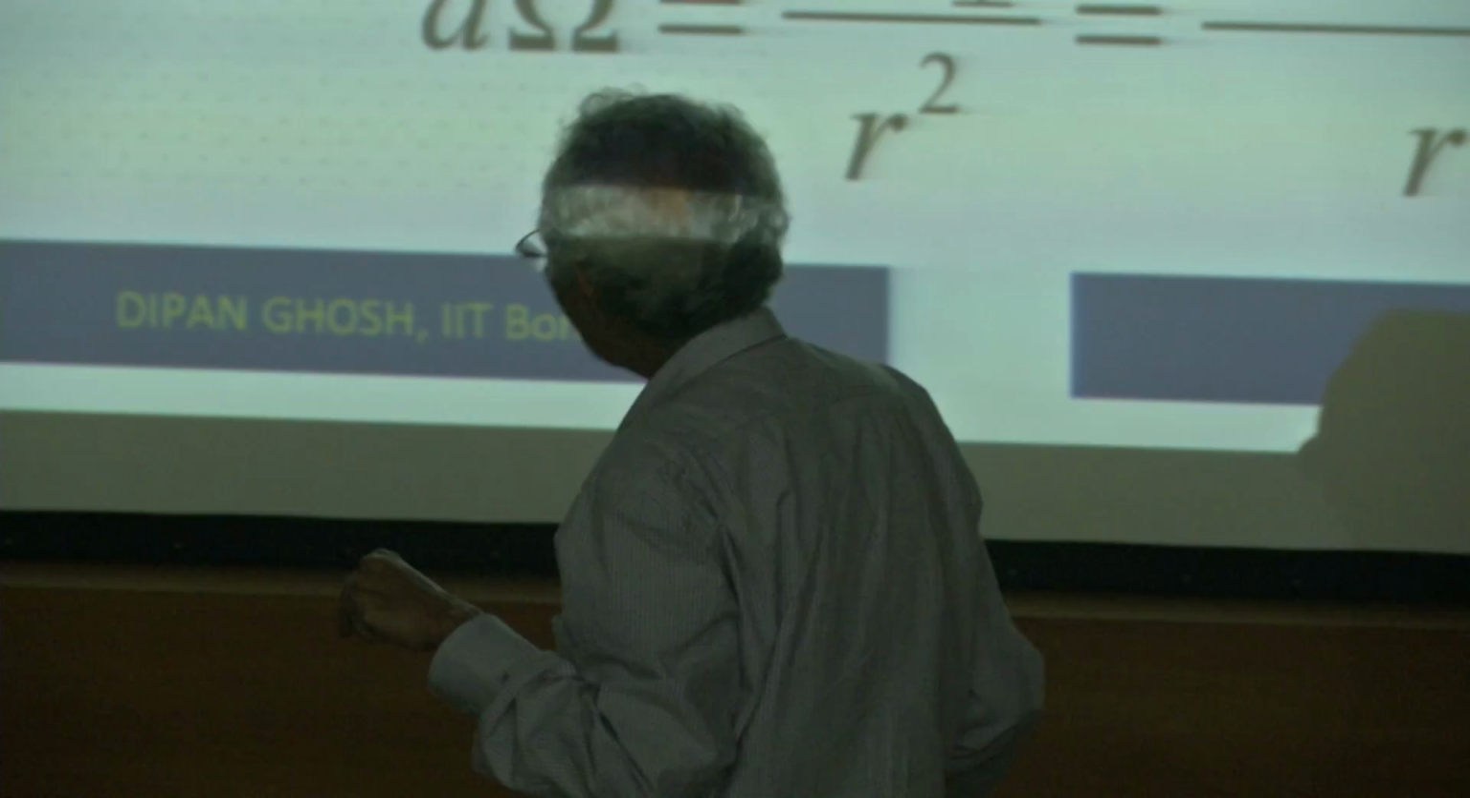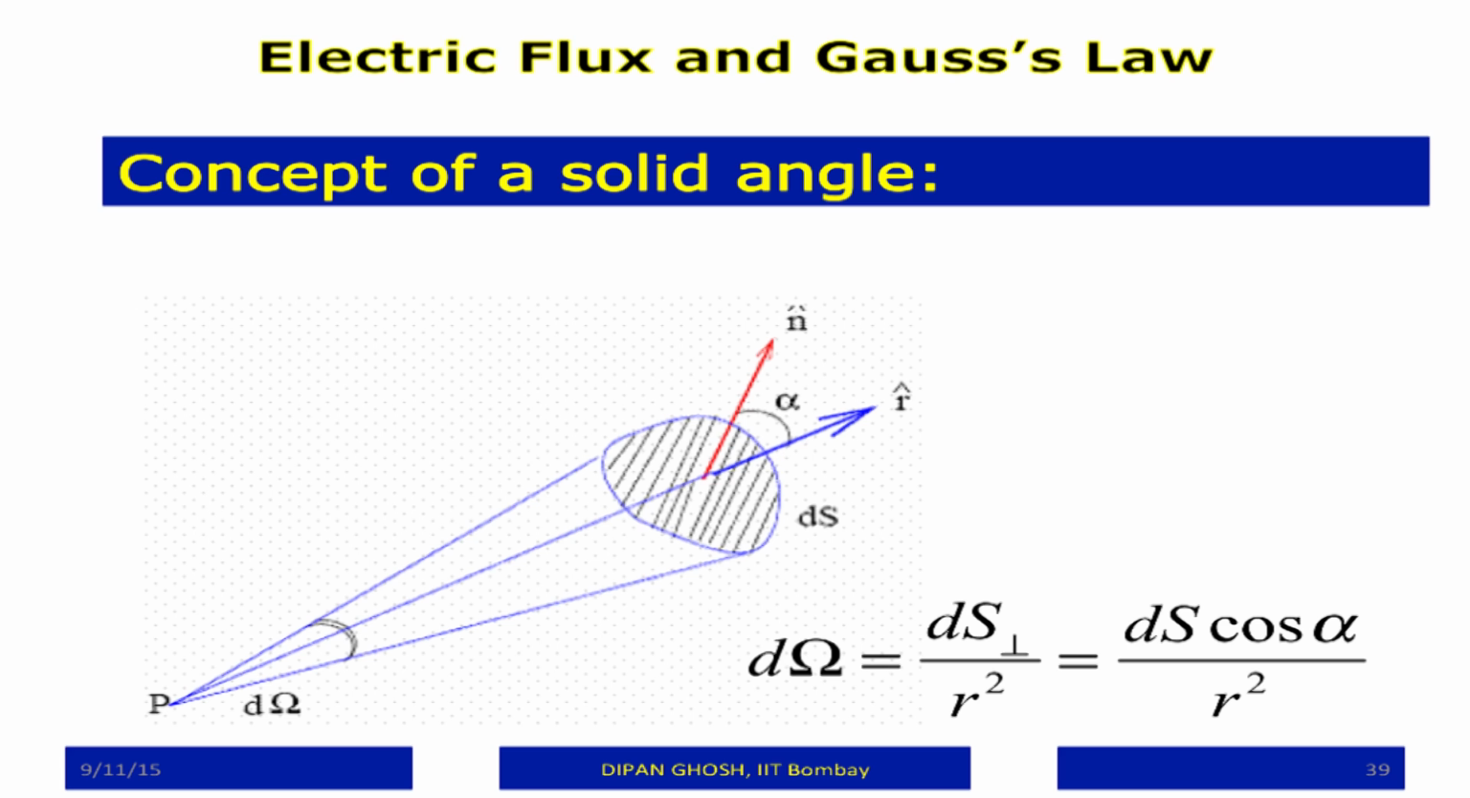Now, it is this cone. I define a solid angle as the perpendicular projection of this area divided by the square of this distance. Remember again, I had earlier arc length by distance, now I have a surface by distance square. Once again, the solid angle doesn't have a dimension. So take the projection of this in the perpendicular direction so that you have a right cone, and you get this as the solid angle.